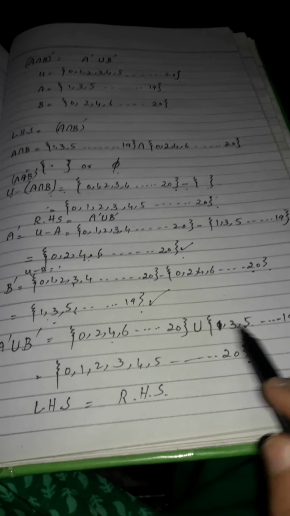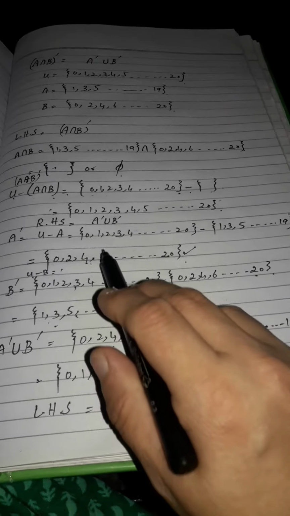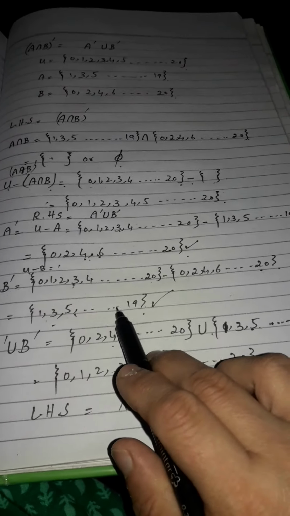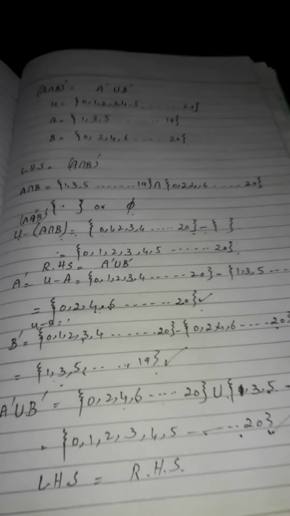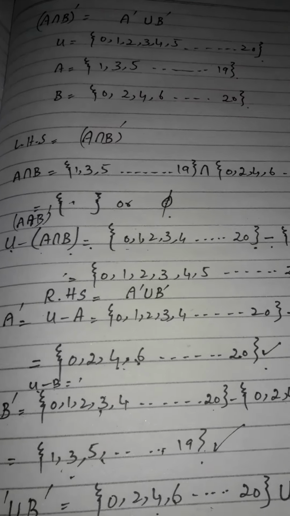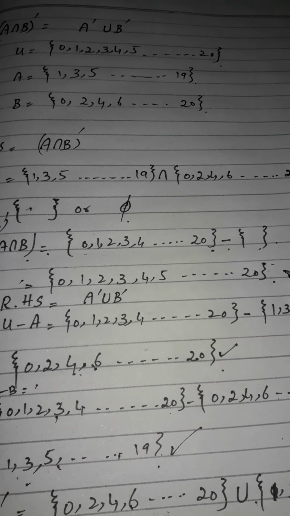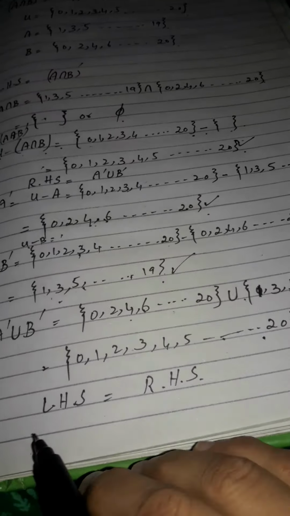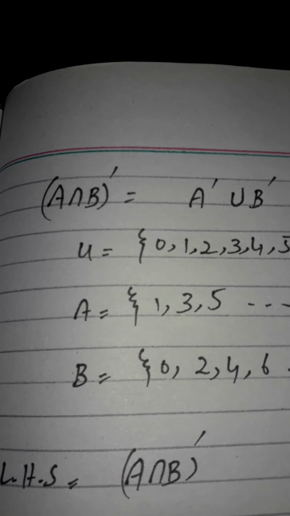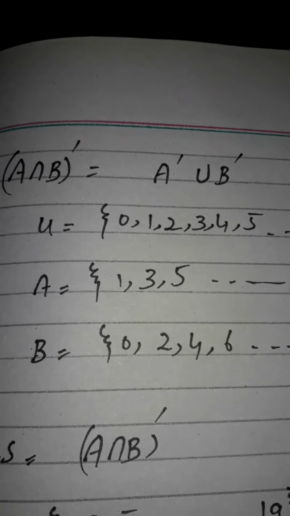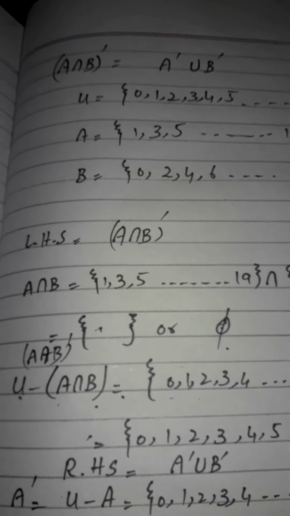We will take the union of these two sets. We will combine all the elements here, and we again get this one. This is the left hand side answer, and this is the right hand side answer. These two are equal, so the left hand side is equal to the right hand side. So it is proved that A intersection B complement is equal to A complement union B complement. Now I hope you can solve the remaining questions of your exercise.